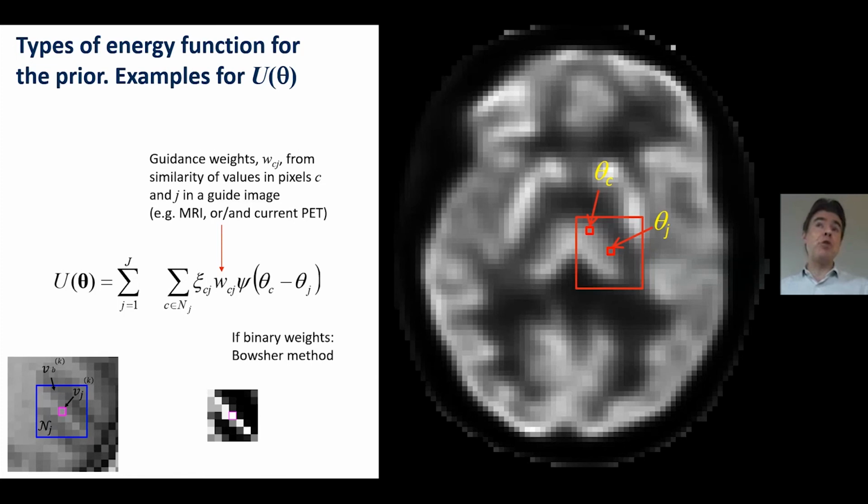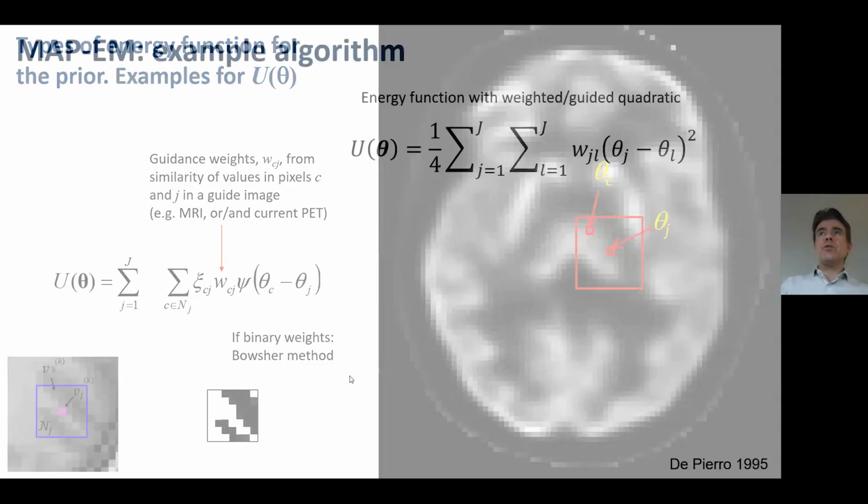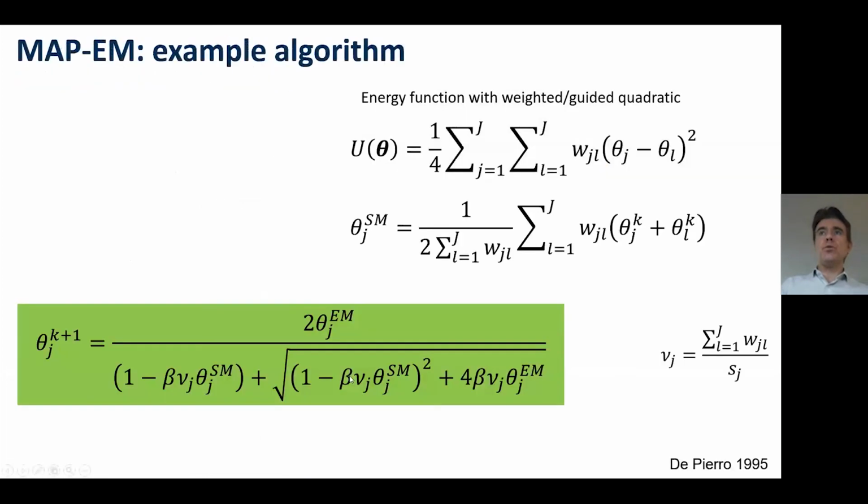You may have heard of the Bowsher method. Well, the Bowsher method is doing exactly what I've just described there, except it uses this binary set of weighting factors. Now it says, yes, we're going to insist on low energy across this region here because it's similar in the MR, but there we're seeing a difference in the MR image, and so therefore we're going to switch off that energy penalty across that MR boundary. Okay, so let's take a look at how we would do that.